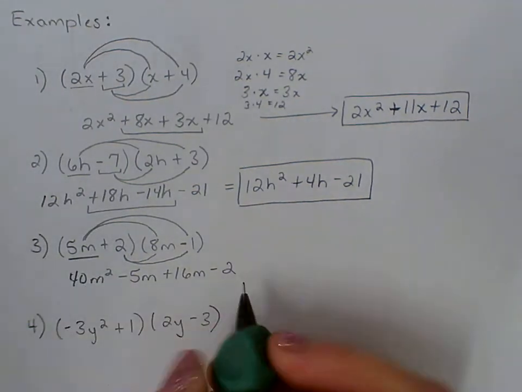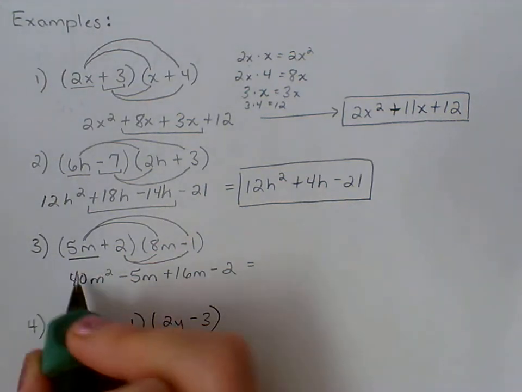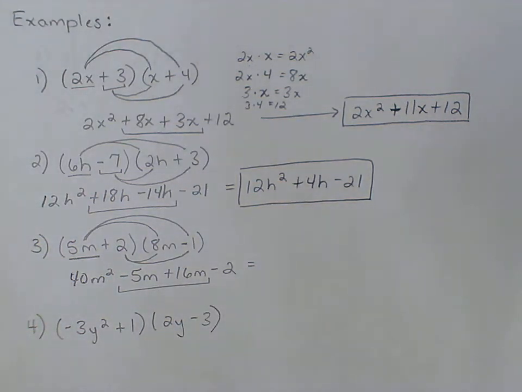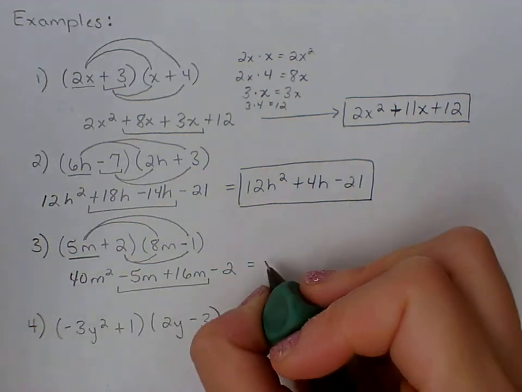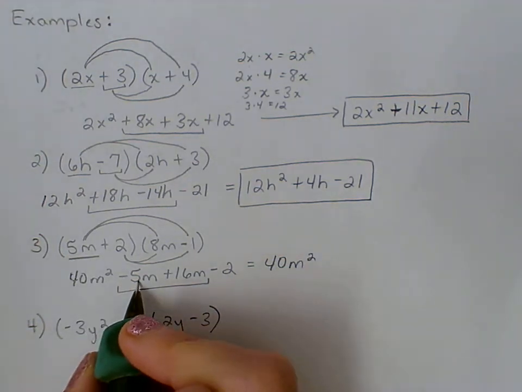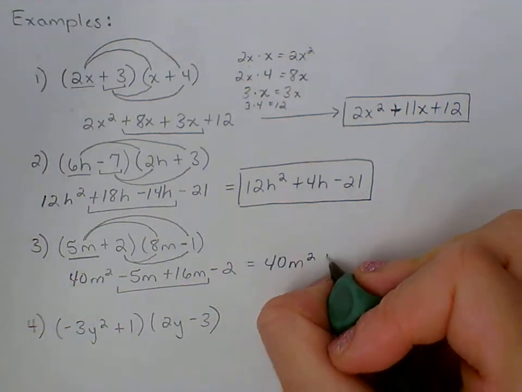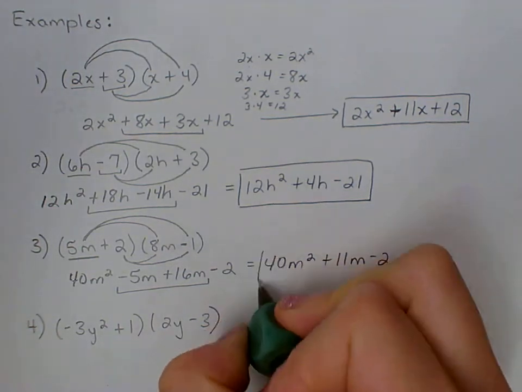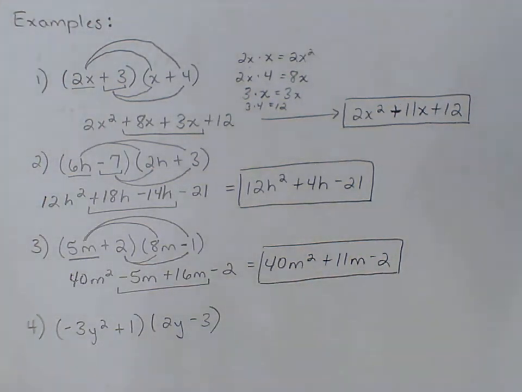Okay, so we've distributed. Now we are going to combine like terms. So that 40m squared isn't a like term with anything, but that negative 5m and the 16m are like terms because they have the same last name. And so let's combine. So the 40m squared is just going to come over. Negative 5 plus 16, the way you can think about this is essentially 16 minus 5. So that gives me positive 11m. And then that negative 2 doesn't have anything to combine with, so it just comes over. And then it goes highest degree to lowest degree, so it's in standard form.